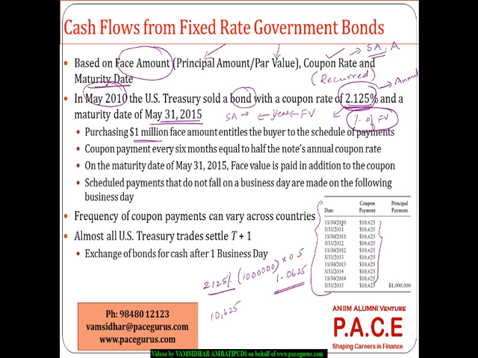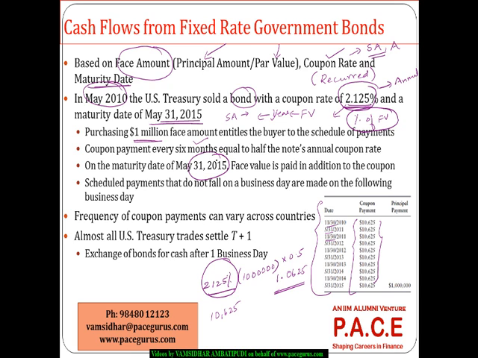Every 6 months, 30th November, 31st May, 30th November, if I have invested in that particular bond, I would be receiving 10,625. The coupon payment is done every 6 months, which is equal to half of that annual coupon rate. Expression wise, it's always an annual coupon, so what I am receiving is half of that.